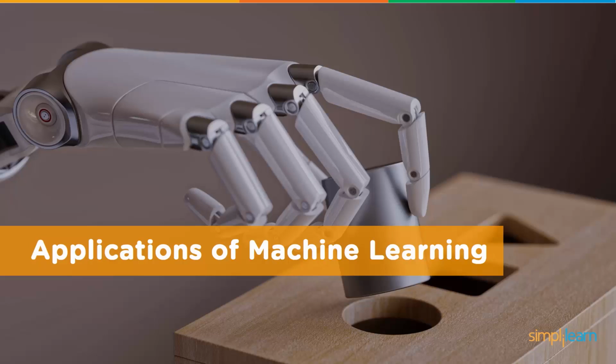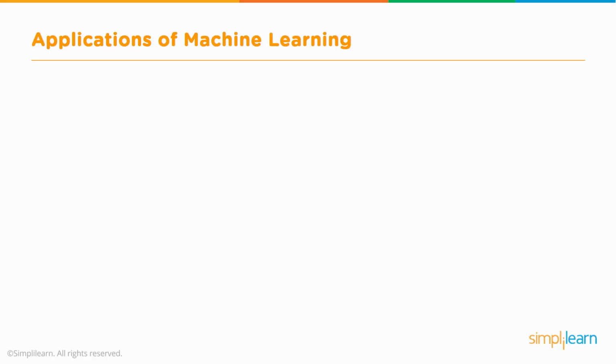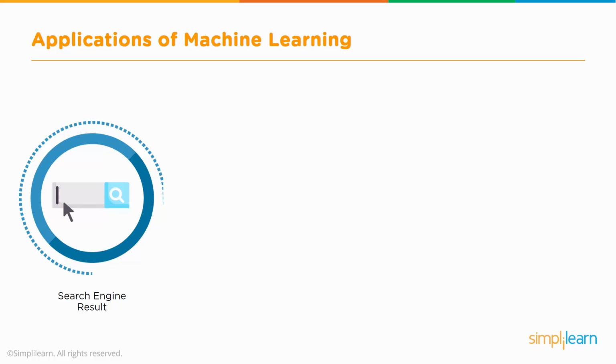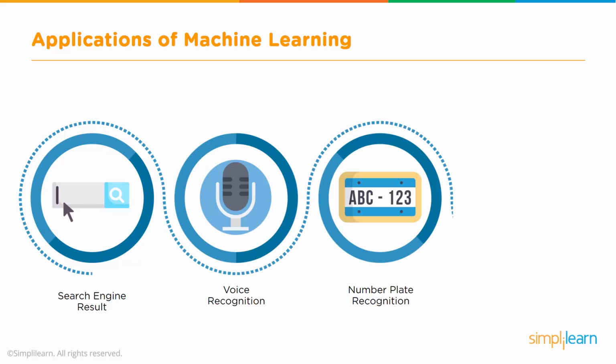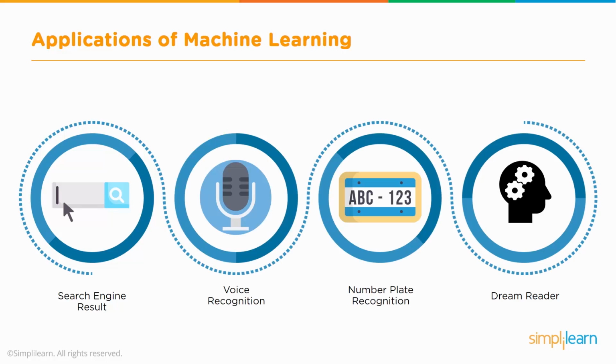Applications of machine learning. In the applications of machine learning, we have search engine results, we have voice recognition, we have number plate recognition, we have Dream Reader. If you think hard enough, you'll find that this small sampling is just the beginning. From automated cars to scientific discoveries, any of these things are all part of today's world of machine learning.